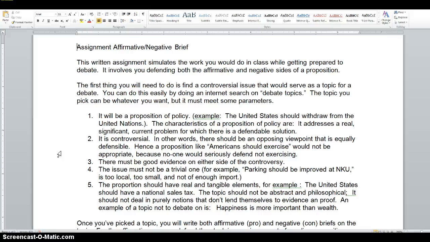However, if the affirmative had a specific policy proposal about what to do about child abuse, and the negative could come up with the answer that solution or that policy won't work, that's a legitimate debate. So that's the difference between non-controversial and controversial debate topics. Okay, there must be good evidence on either side of the controversy.